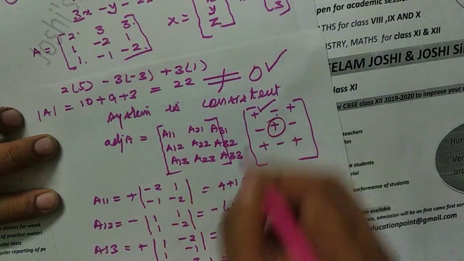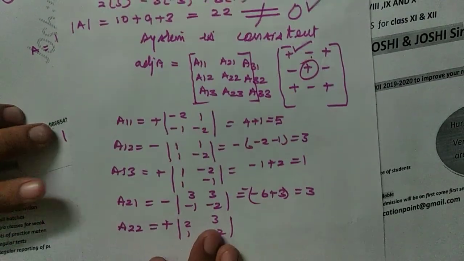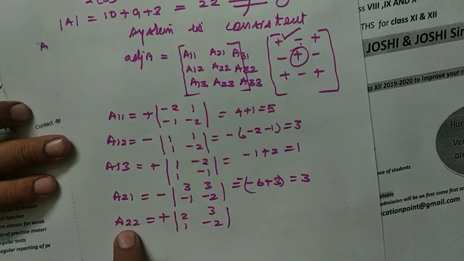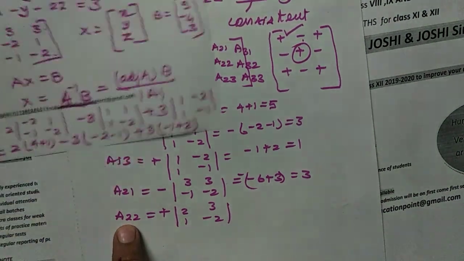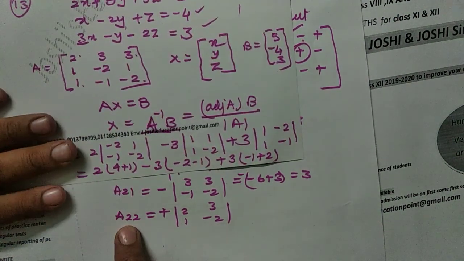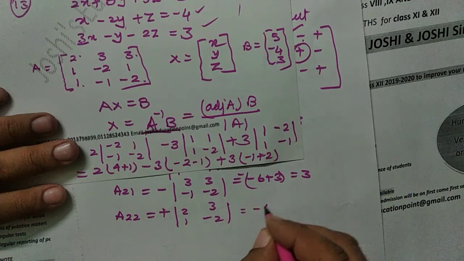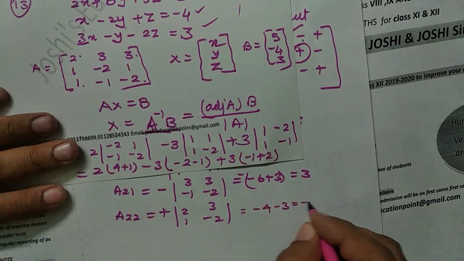This plus sign I have picked from here. Or you can say A22, sum of these two is positive. So we can do it that way also. So A22 is actually equal to minus 4 minus 3, and it comes out to be minus 7.